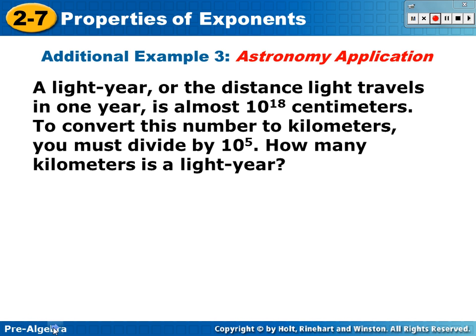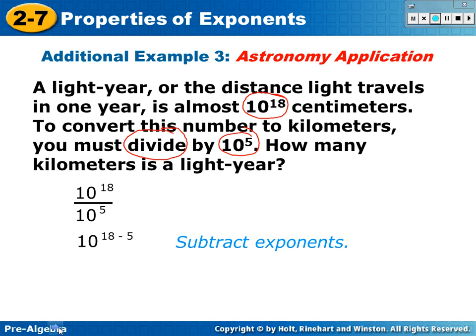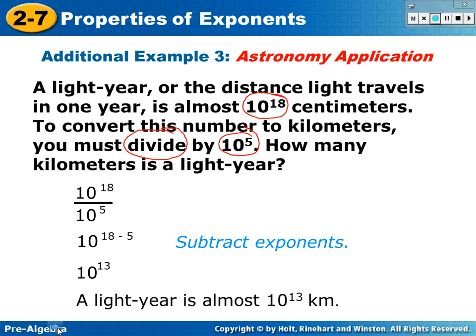Let's take a look at how you solve this one. A light year is almost 10 to the 18th centimeters. To convert to kilometers, you must divide by 10 to the 5th. So I have 10 to the 18th over 10 to the 5th. The bases are the same, so what am I going to do? Subtract exponents. Excellent. That gives me 10 to the 13th, so a light year is almost 10 to the 13th kilometers. That is a very, very far distance.